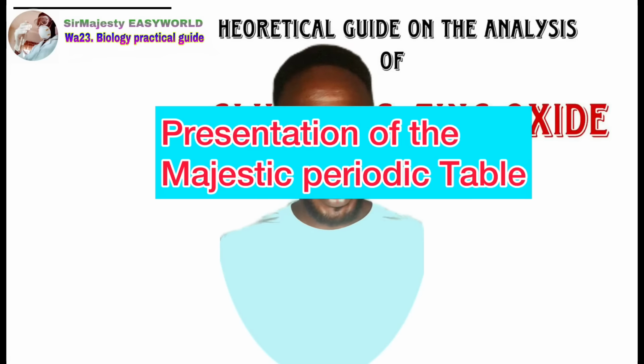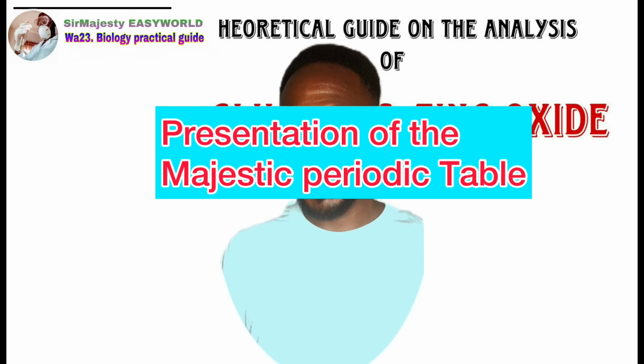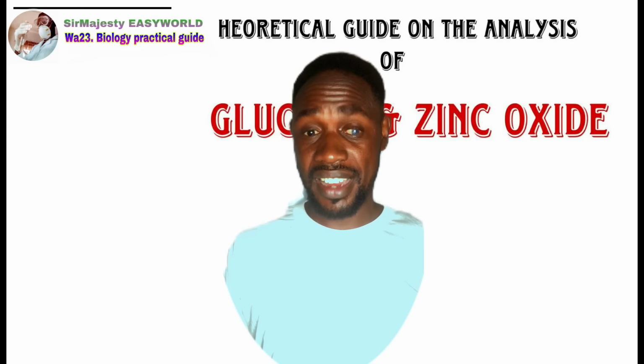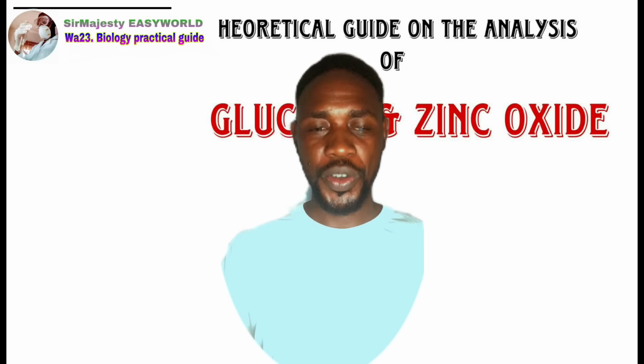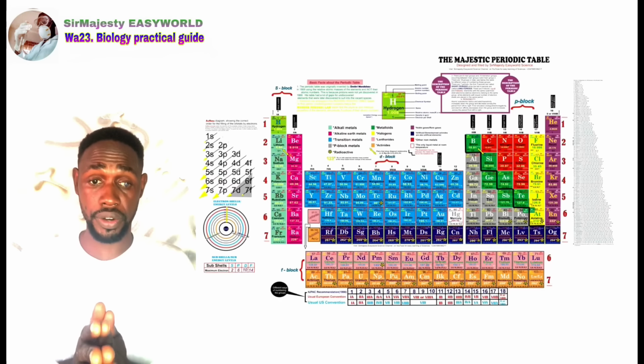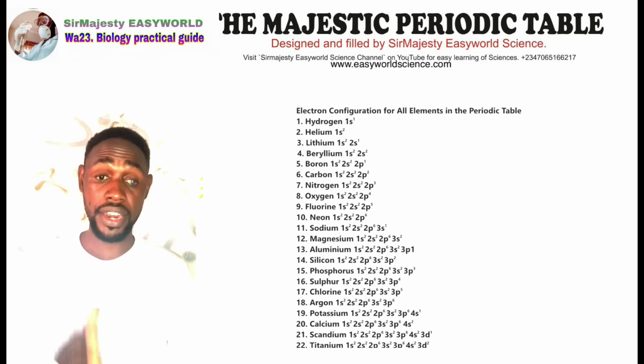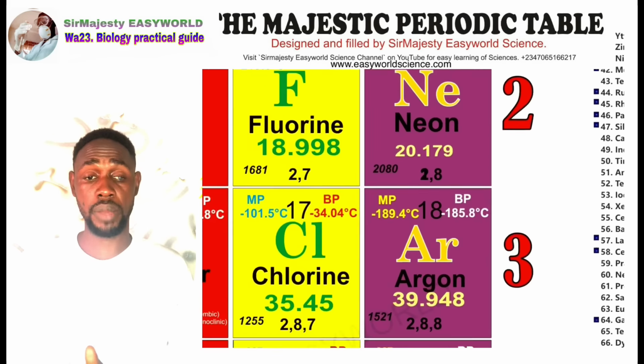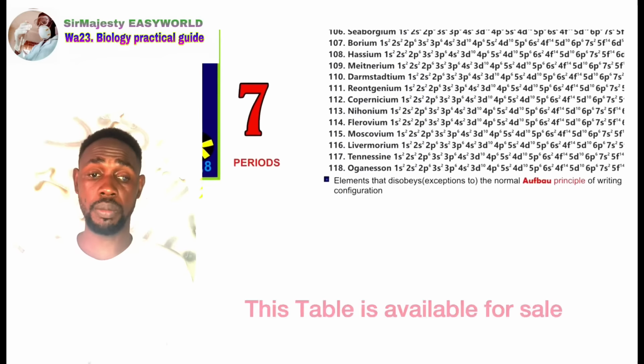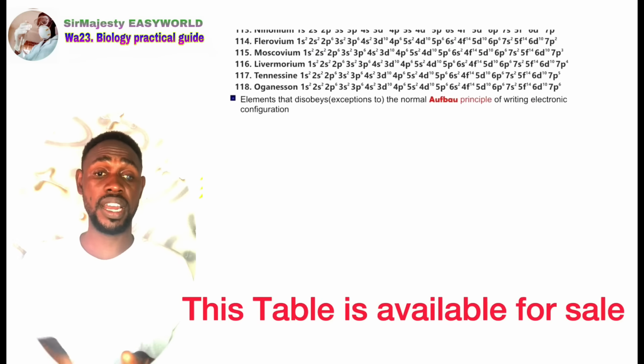Now, let's take a break and see this majestic periodic table. Then the clear answer to this analysis will follow immediately. The electronic configuration itself is all written starting from hydrogen down to oganesson, that one bearing atomic number 118. That's up to 118.